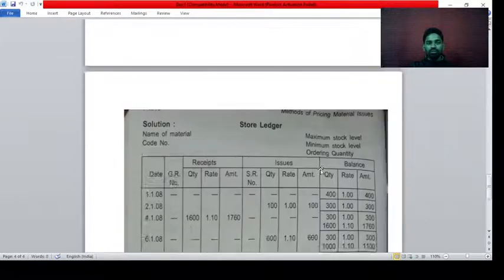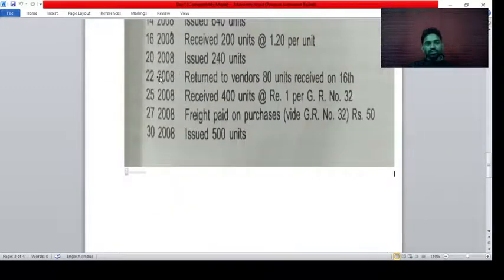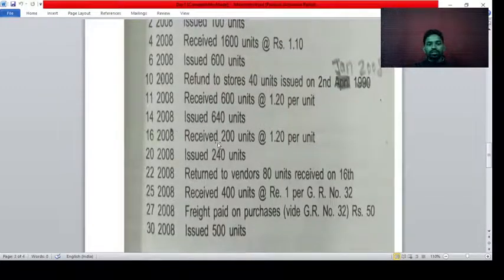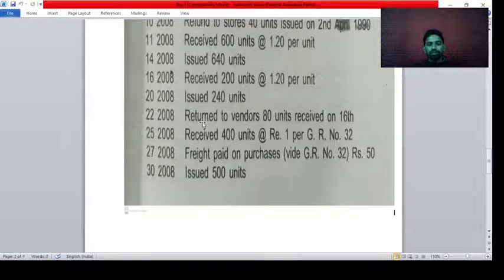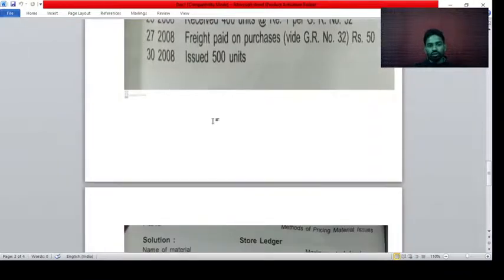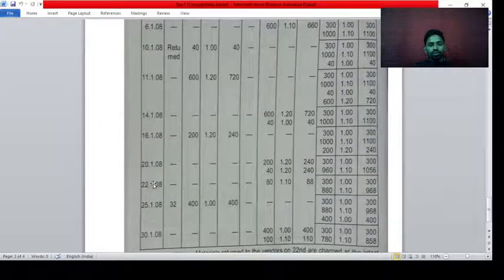Now on the next date, 22nd January 2008, return to vendors 80 units received on 16th. Whatever was received on 16th is issued, it means the issued 80 units. The stock on the earlier date is 960 and the 300. We have to use last in first out. From this 960 we have to take the 80 units, at the rate of 1.10, 80 times 1.10 is 88.